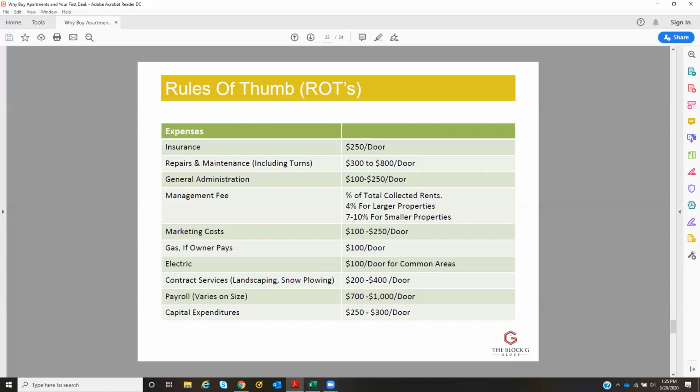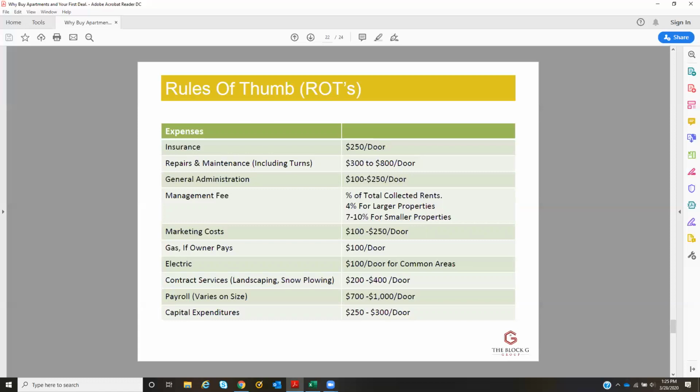Your insurance is $250 a door, and these are really just starting numbers, folks. Just to get you some numbers to put in those slots so you can evaluate these properties. Because possibly in the first deal or the first opportunity, you're not going to have an insurance guy you can call right away, right? Well, use this information, at least it gets you one step closer.